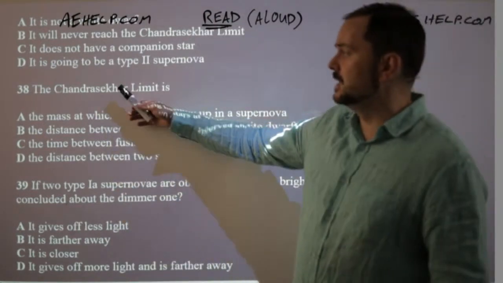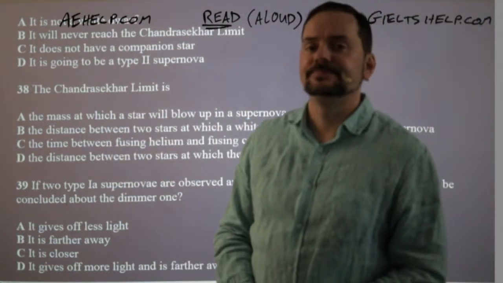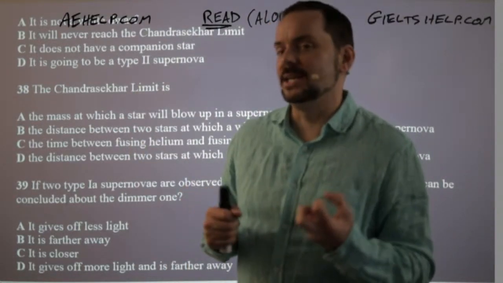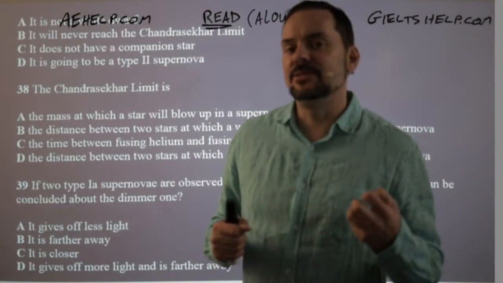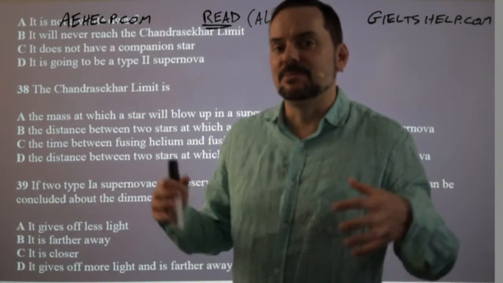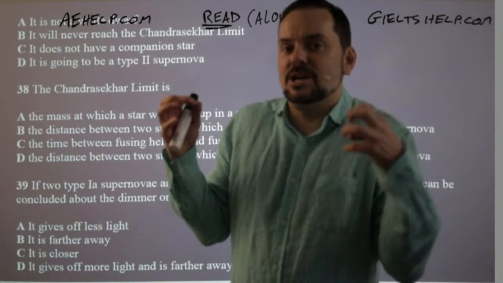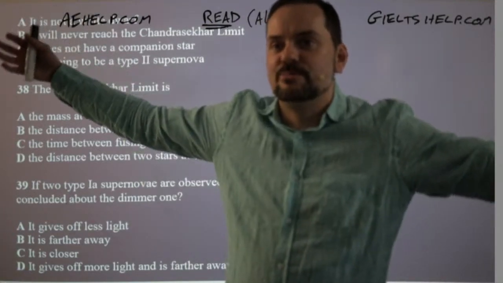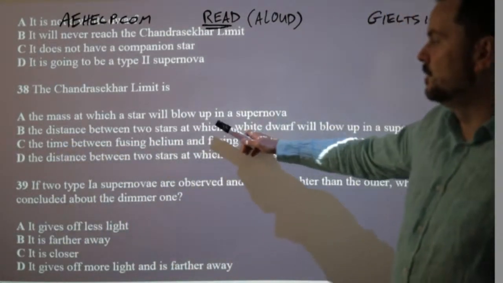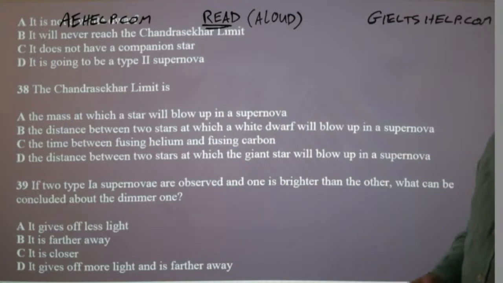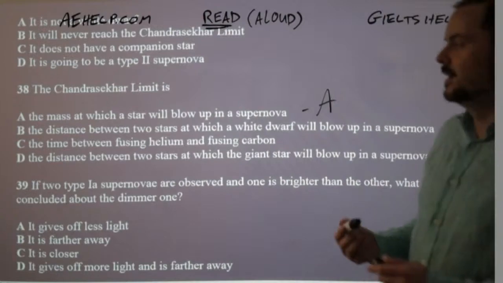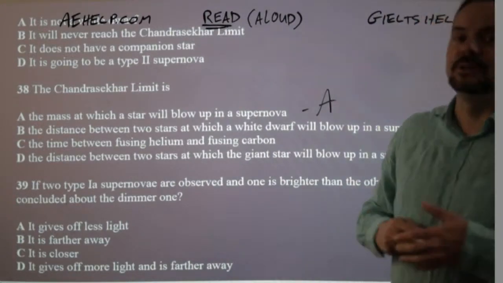So the Chandrasekhar limit is, and you should remember this from the reading because I think it was quite unique and interesting. It's basically the point at which the star can no longer hold its own weight. So it's become so heavy and dense that it just goes, it's too much, kaboom, right? So the mass at which a star will blow up in a supernova, yeah, that looks right. Okay, so it's A.